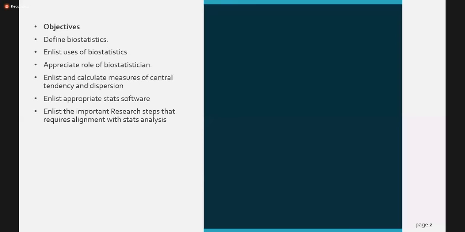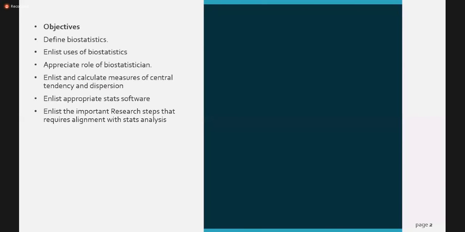So the lecture objectives for today's lecture are: we'll discuss the definition of biostatistics and enlist the uses of biostatistics, and the role of the biostatistician in public health, medical practice and clinical practice.